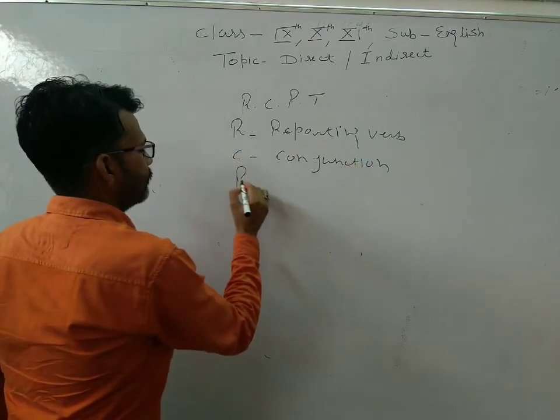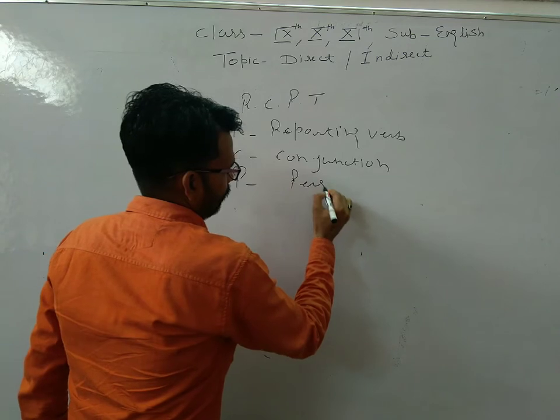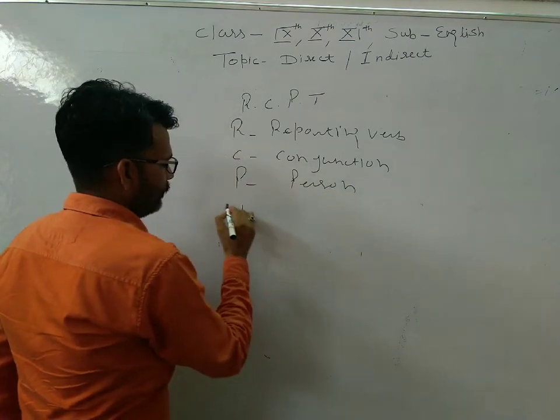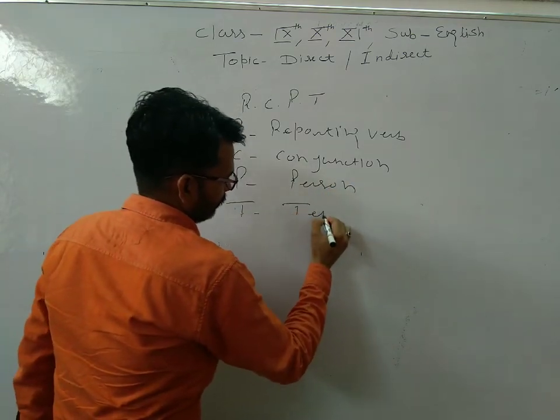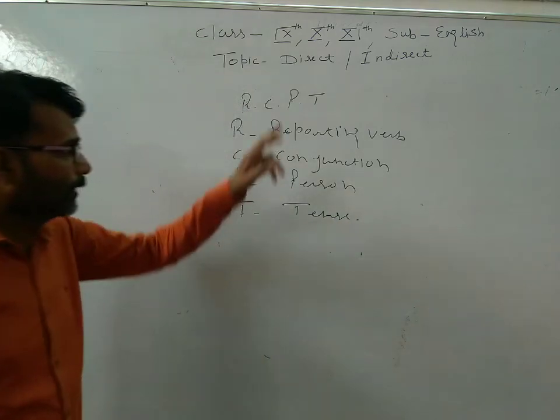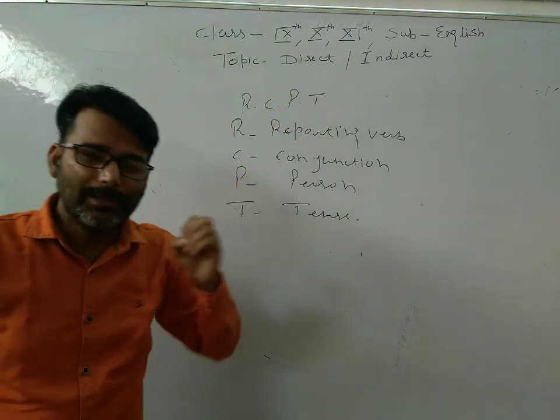P means person, and T means tense. So what does this rule tell us?